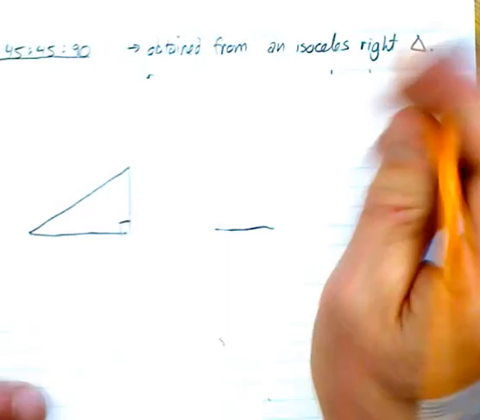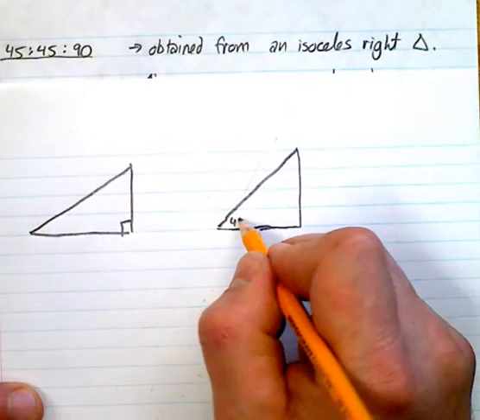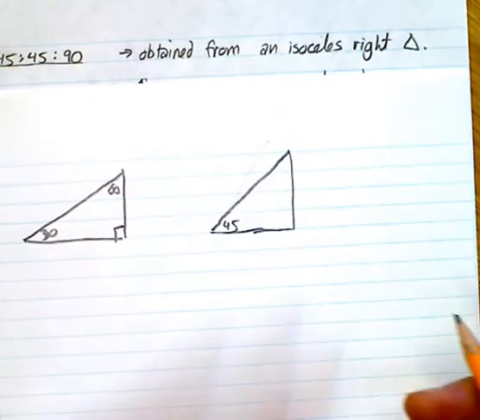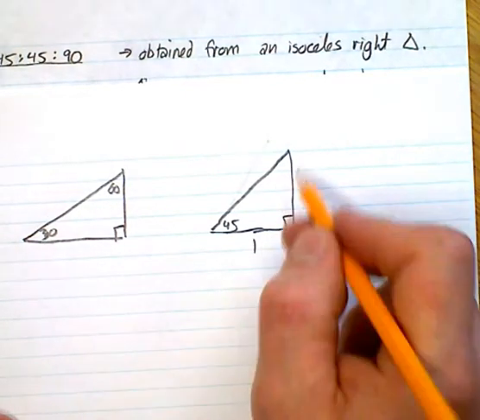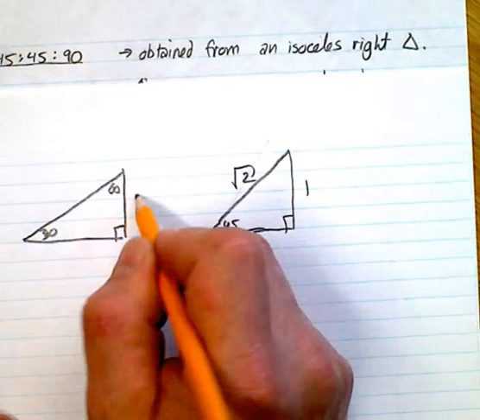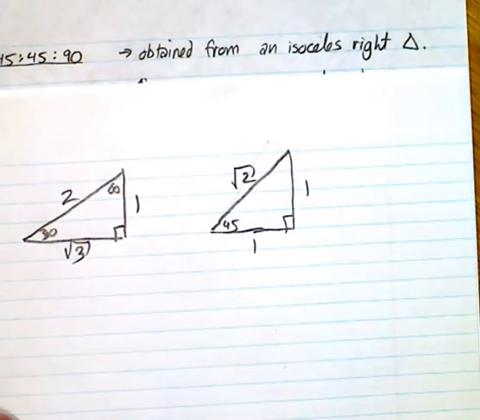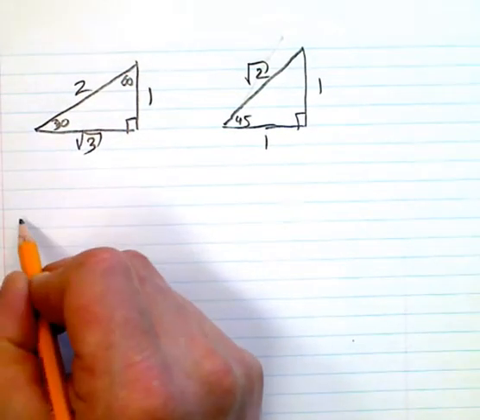The 30, 60, 90 and the 45, 45, 90. Get used to understanding where the numbers go. These are obviously both 1 to the shortest length. You do Pythagoras, that's root 2. The shortest length is 1, that's twice as big, again, and then that's root 3. So now you can get the exact value for any value.